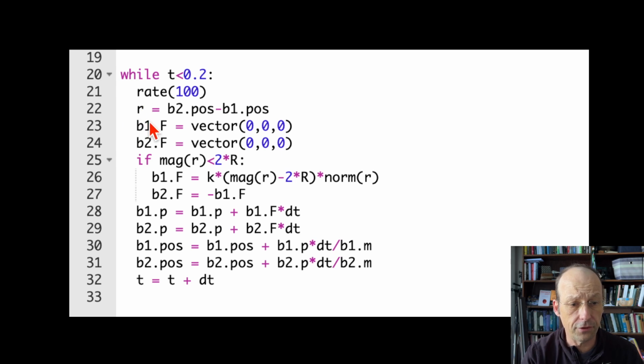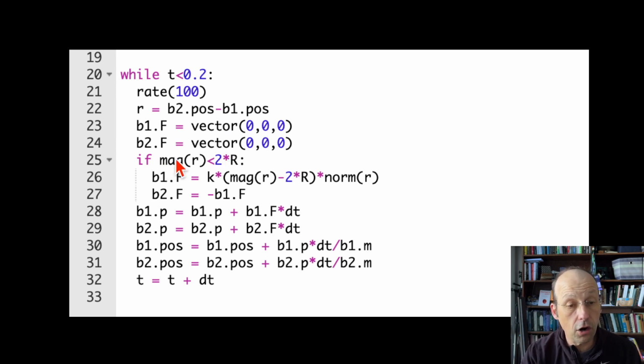So this is the vector R, the vector position from one ball to the other. And then I set the force equal to 0 each time. And there's no gravity here. I set the force equal to 0 so that if they're overlapping, then I calculate the force. If they're not overlapping, that force gets set back to 0, and I don't have to worry about it. So they only push each other apart.